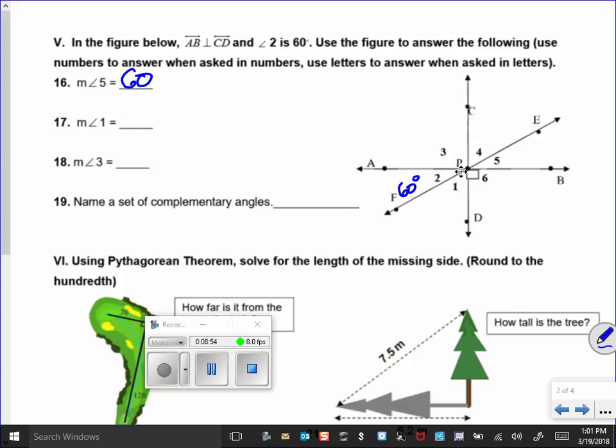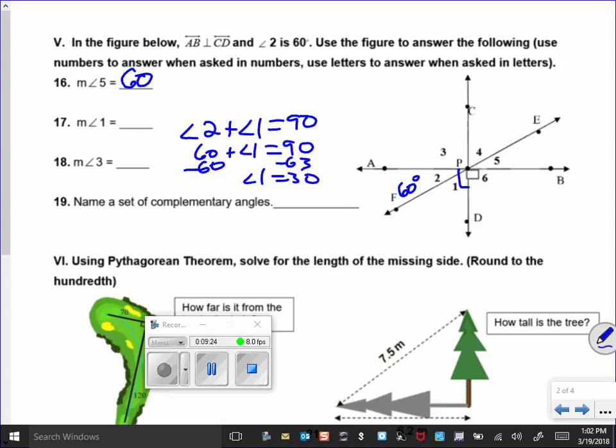All right, now we have the measure of angle 1. Well, how can we find angle 1? We know that angle 6 is 90 degrees, so that means this side here must also equal 90. So therefore, the measure of angle 2 plus angle 1 will equal 90. Then I just sub in: angle 2 is 60, plus angle 1 equals 90. Then I go ahead and subtract, and I have angle 1 is equal to 30 degrees.